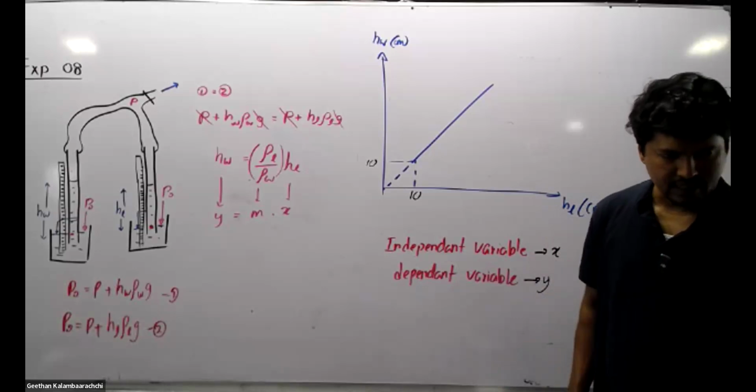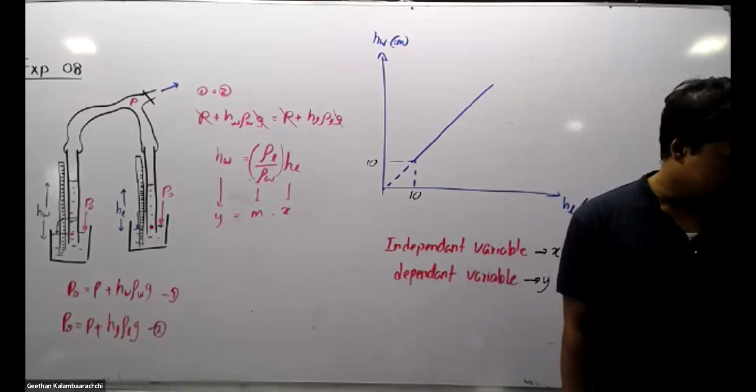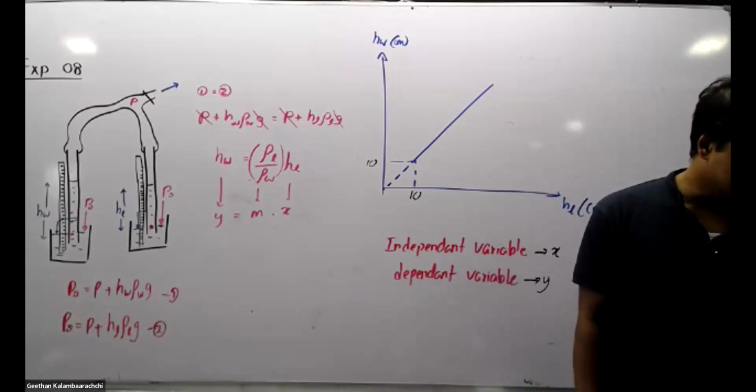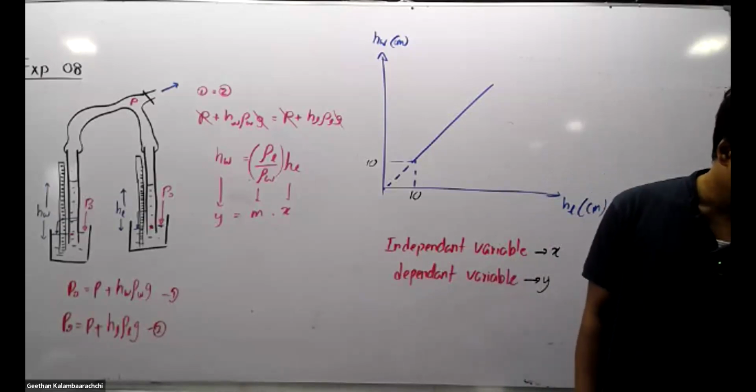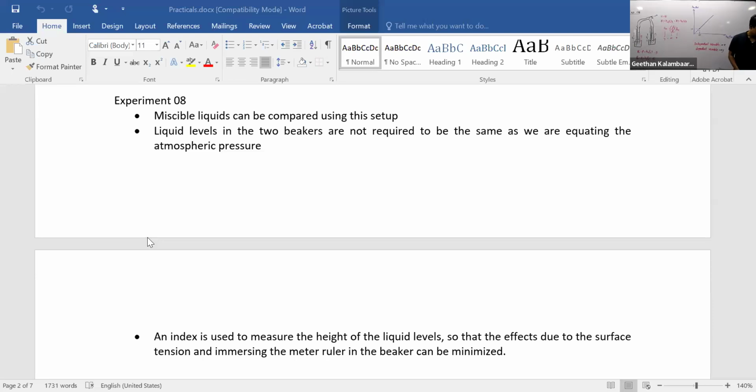That is the reason for putting the index. Again, an index is used to measure the height of the liquid levels so that the effects due to the surface tension and immersing the meter ruler in the beaker can be minimized.